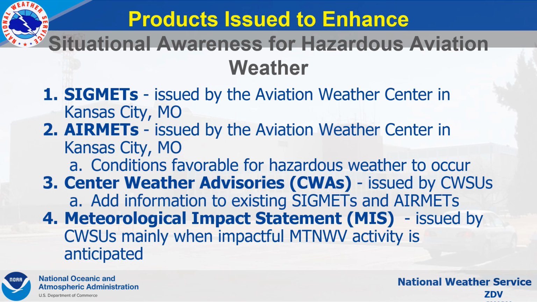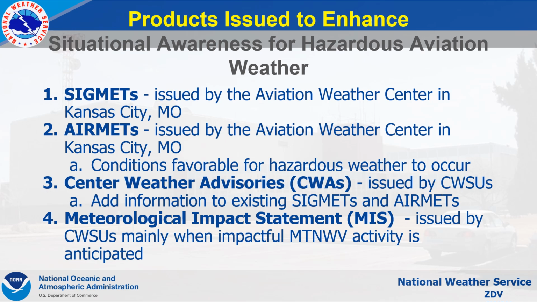SIGMETs are the most important product, and they are issued by the Aviation Weather Center in Kansas City. AIRMETs are also issued by the Aviation Weather Center in Kansas City, and that is more for conditions favorable for hazardous weather to occur. Center weather advisories are issued by us, the CWSUs, and add information to existing SIGMETs and/or AIRMETs. Meteorological impact statements may go out days in advance, issued by us, mainly when impactful mountain wave activity is anticipated.